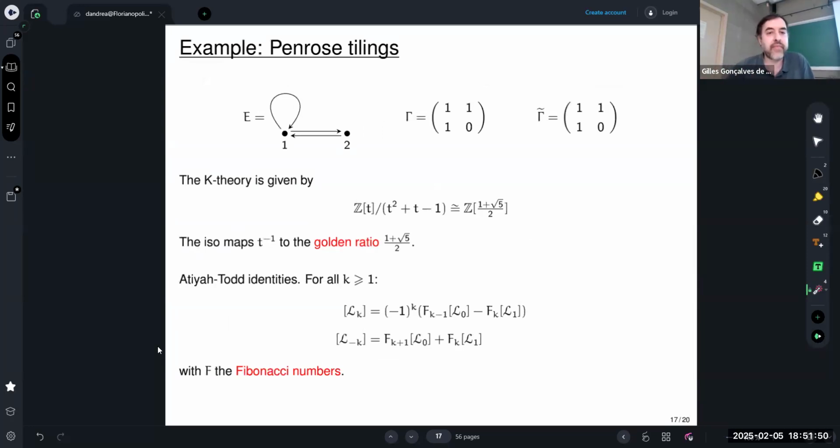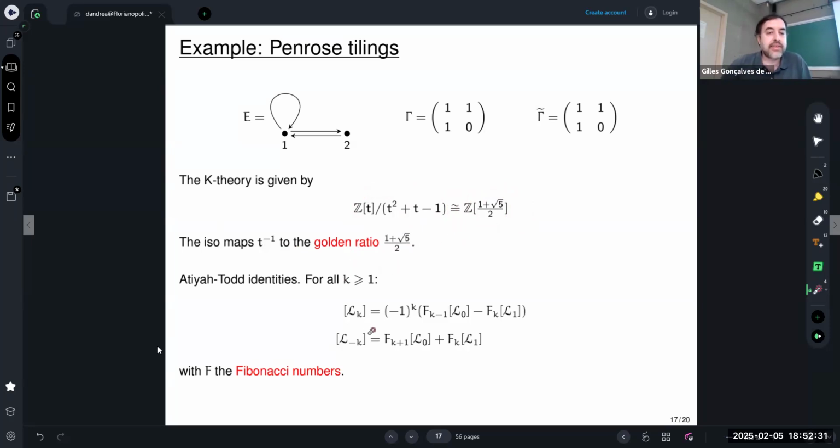Penrose tilings. This is the graph. The AF core is this quantum space parameterizing Penrose tilings. This is the matrix gamma, and this is gamma tilde, and it is just a coincidence that the two are the same, and both are invertible. What is the ring? The hypotheses of the previous corollary are satisfied. The determinant of T gamma minus 1 is this one, and this ring is isomorphic to the ring of integer polynomials evaluated at the golden ratio. You just send T to the inverse of the golden ratio. It's not completely obvious, but not completely trivial either.